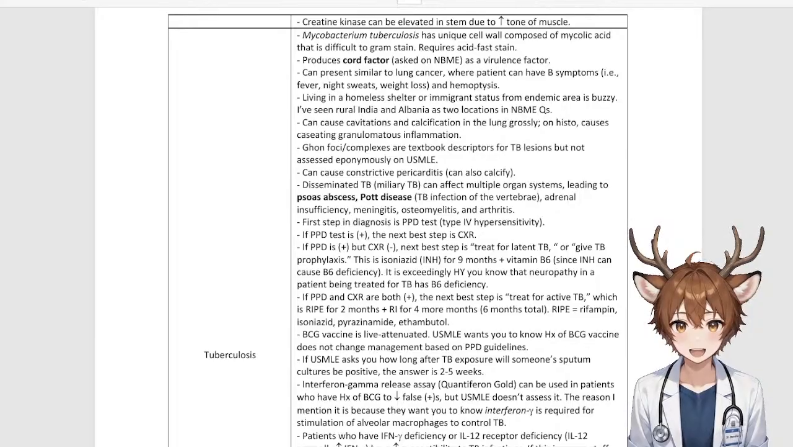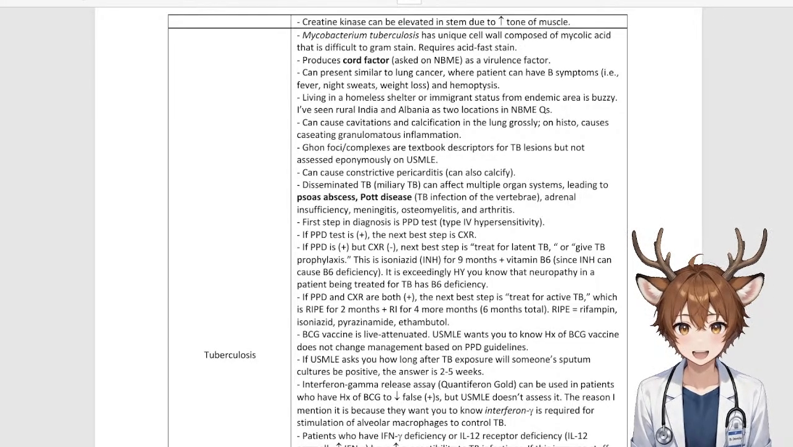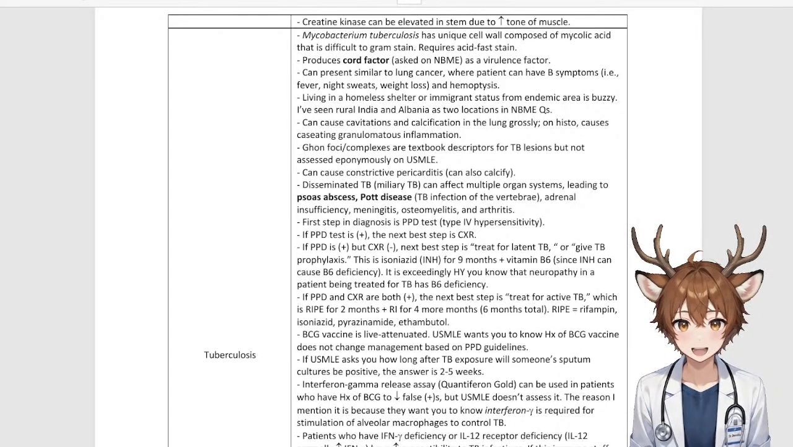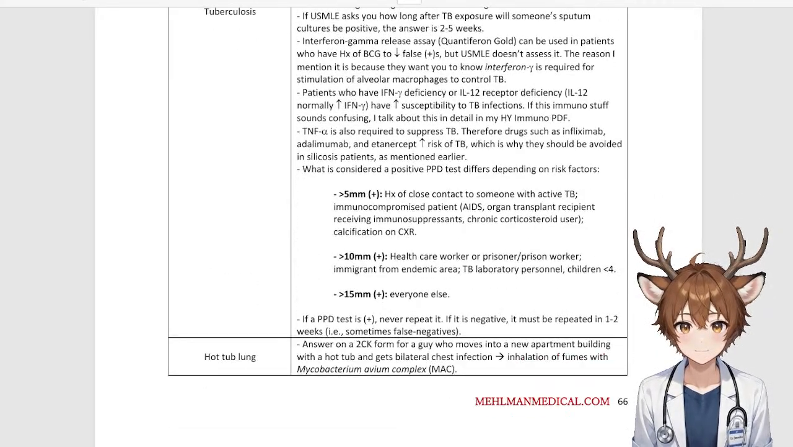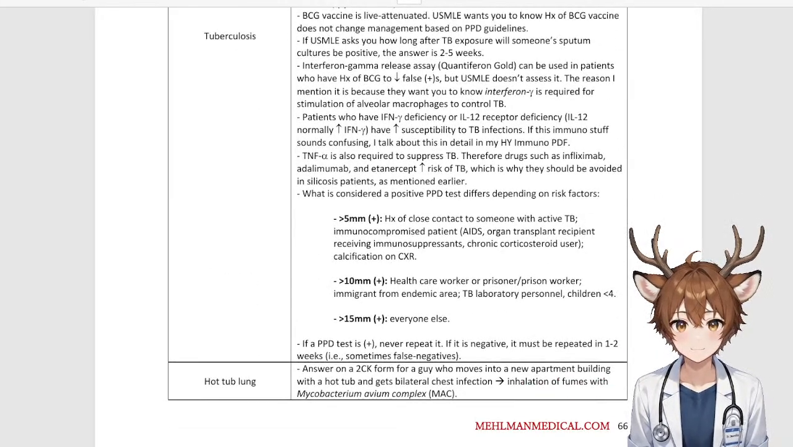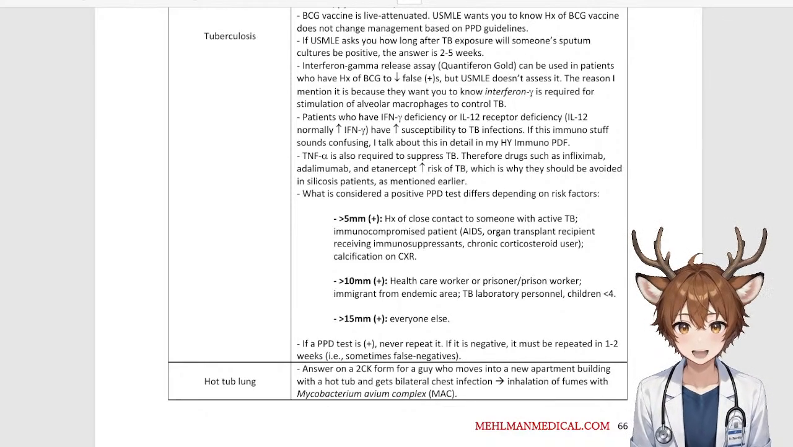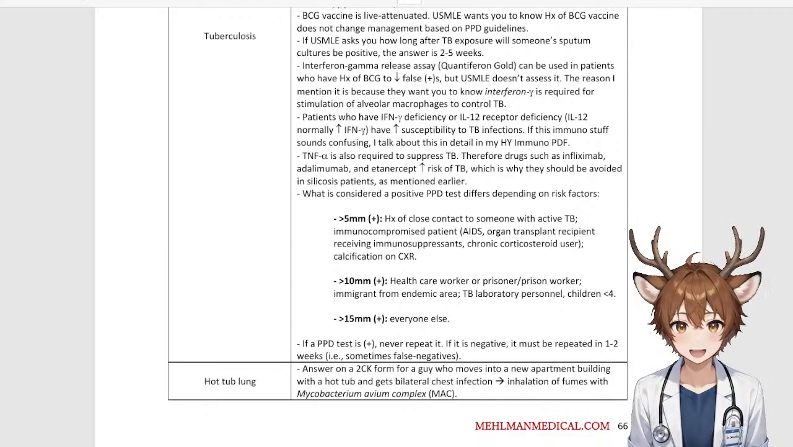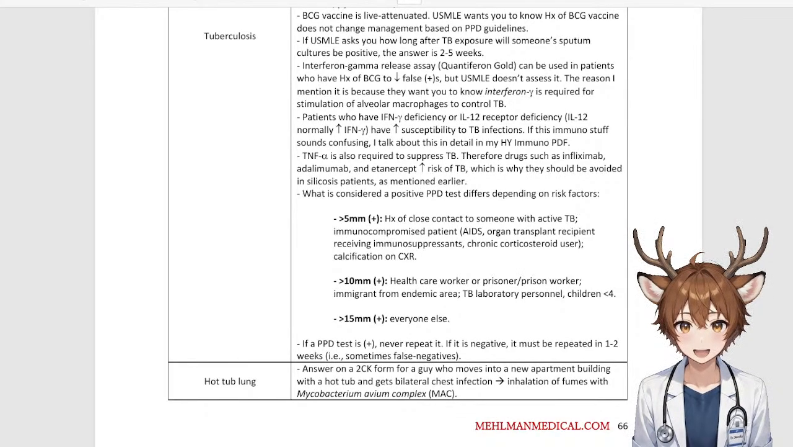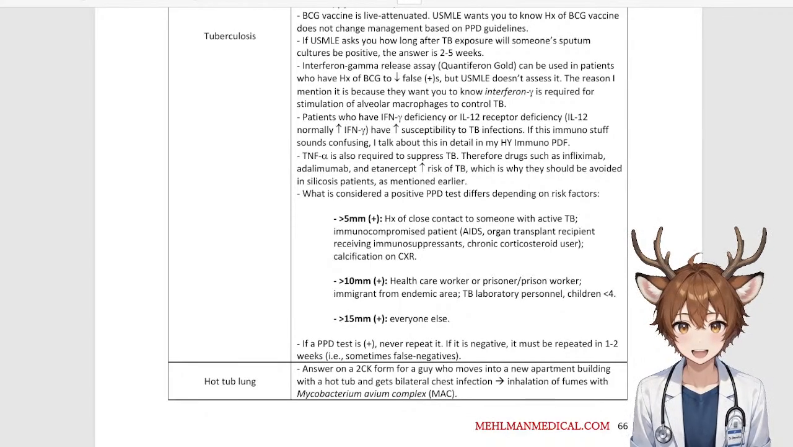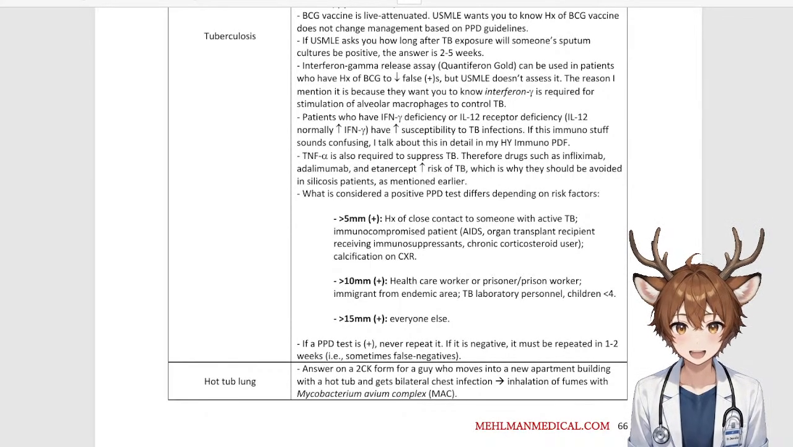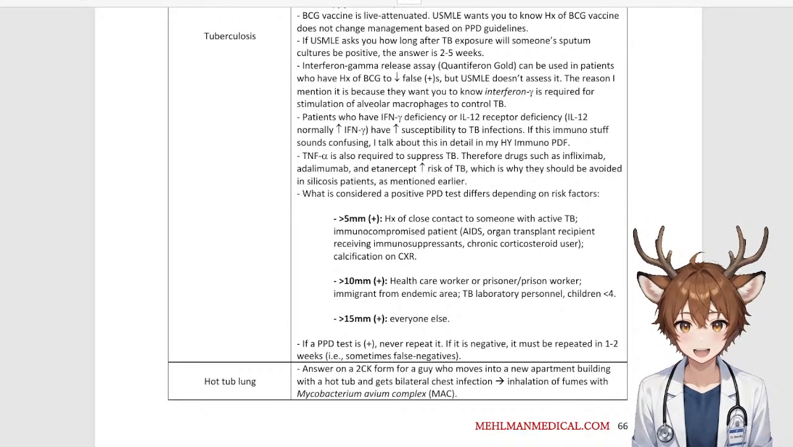The reason I mention it is because they want you to know interferon gamma is required for stimulation of alveolar macrophages to control TB. Patients who have interferon gamma deficiency or IL-12 receptor deficiency have increased susceptibility to TB infections. IL-12 normally elevates interferon gamma. If the immuno stuff sounds confusing, I talk about this in detail in my high yield immuno PDF.